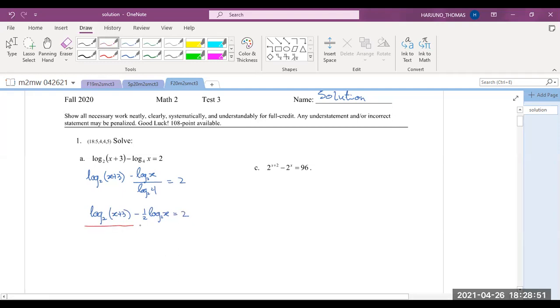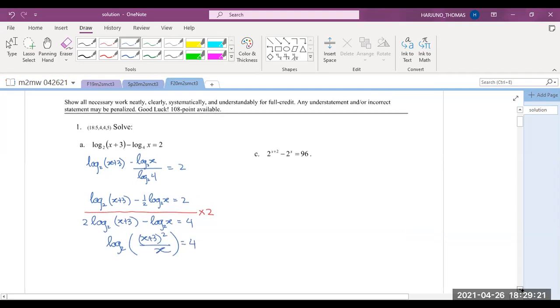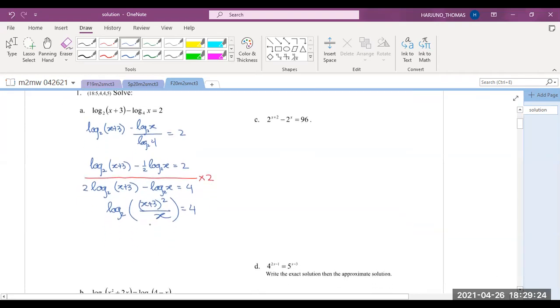Multiply by 2 just to clear up the denominator. So I get 2 log base 2 of x plus 3 minus log base 2 of x equals 4. Now change it into a single log. This will be log base 2 of (x plus 3) squared over x equals 4. So (x plus 3) squared over x in exponential form will be 2 to the 4, which is 16.